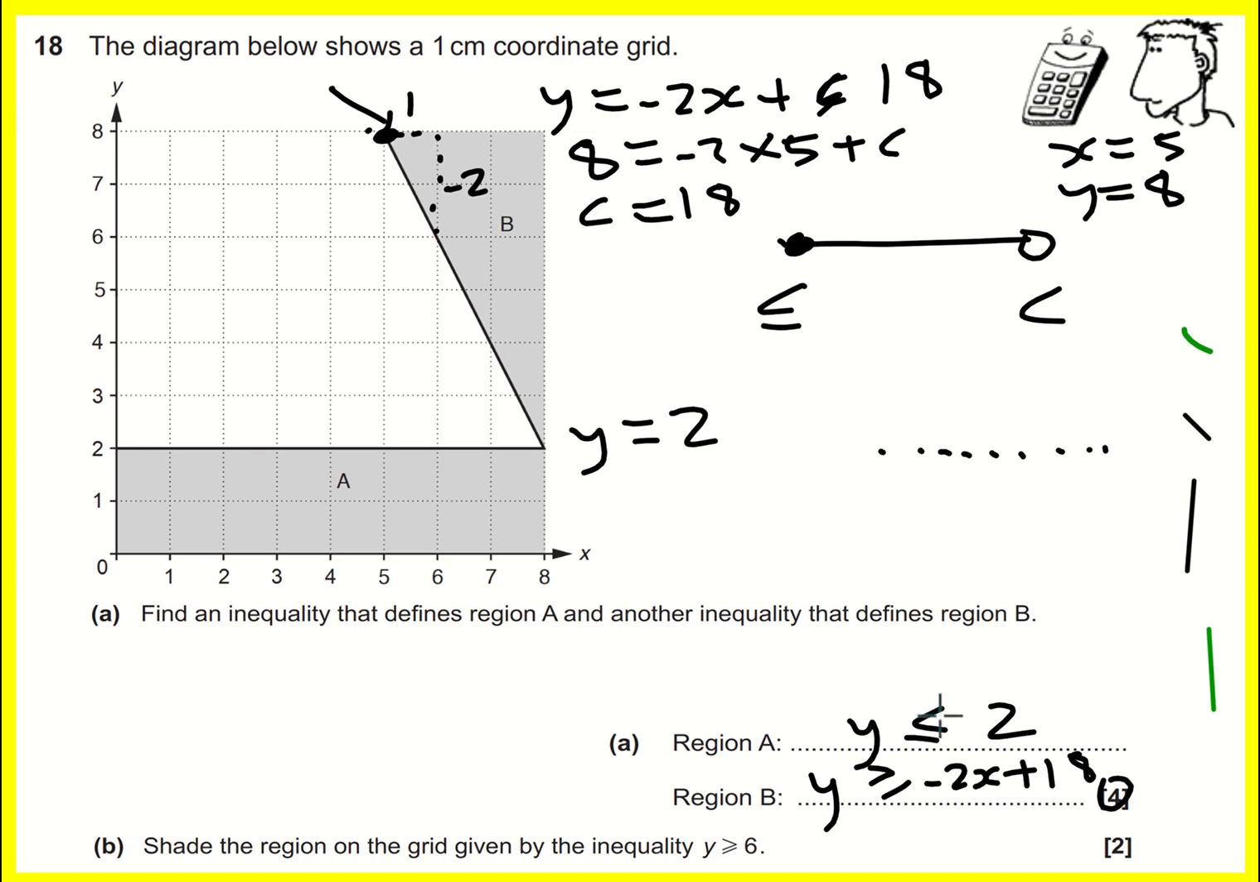Well, we've already put y is less than or equal to 2, so it's going to be a similar sort of setup. This is y equals 6, and then it's greater or equal to 6, so all I'm going to need to do is shade up here. Shade the region. Yep, that's enough. It doesn't ask me to label it.